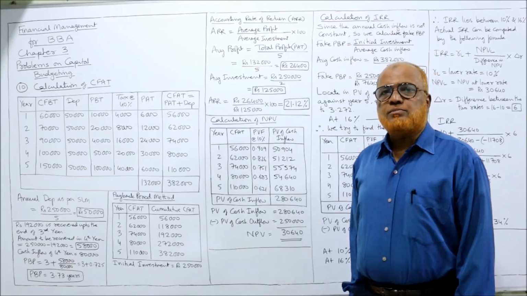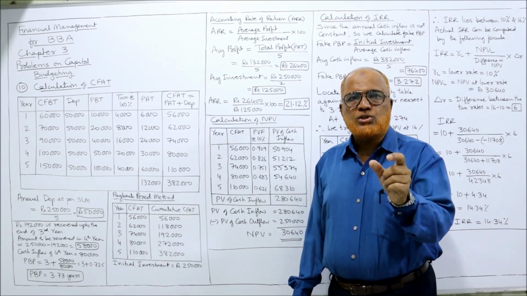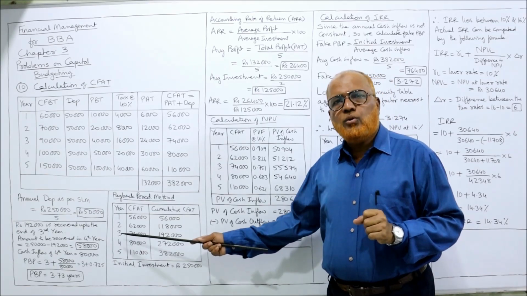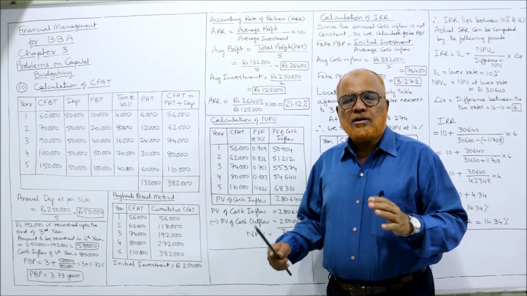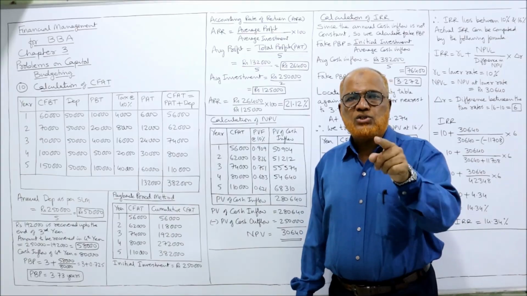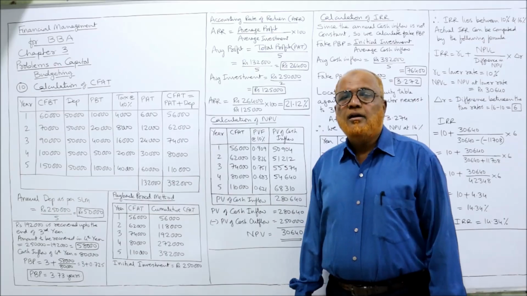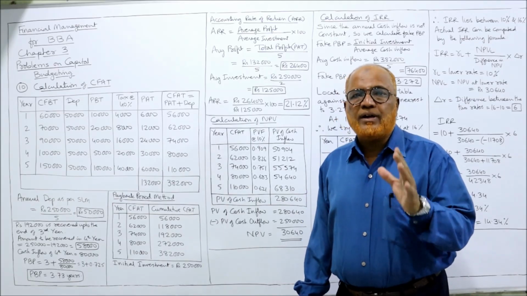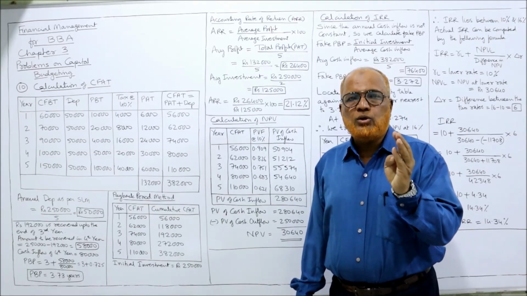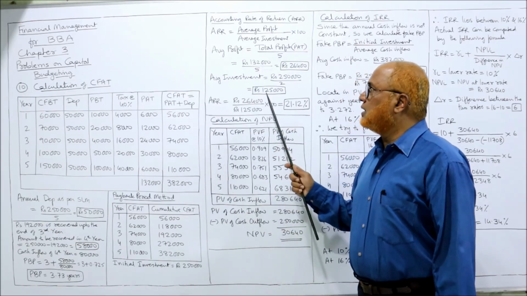Now average investment. The formula for average investment is cost of the project minus scrap value divided by 2. And after that we have to add back scrap value plus working capital. This formula already I have explained in the theory video. So that's why I am saying, before watching problems, be perfect about the theory. We don't have working capital, we don't have scrap value. So simply cost divided by 2.